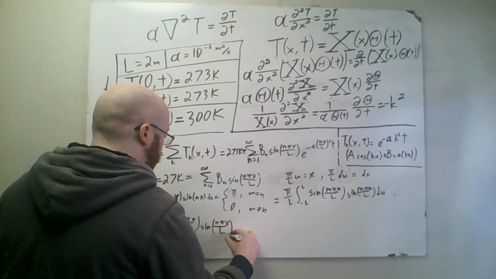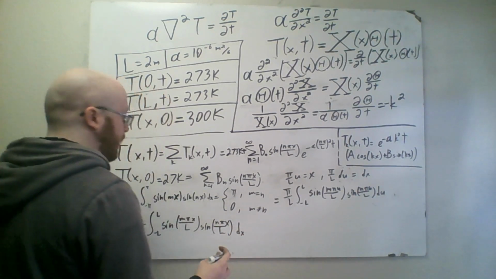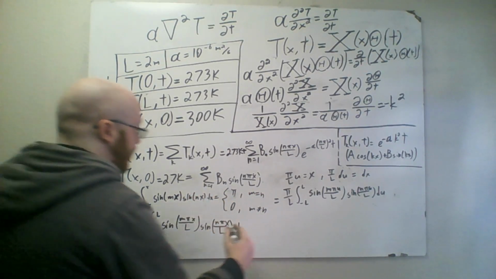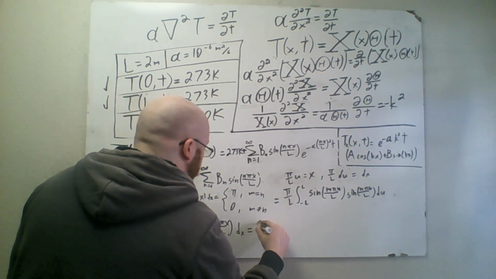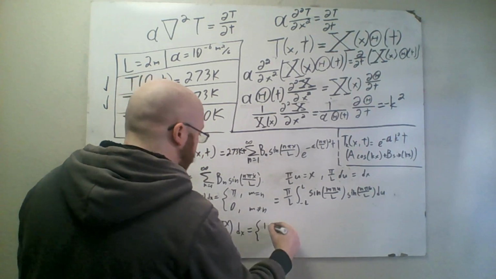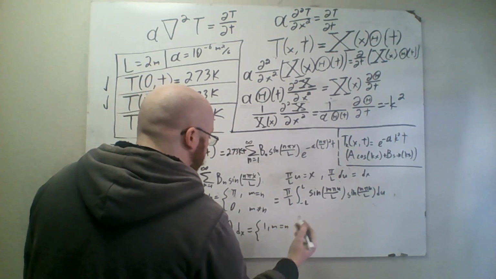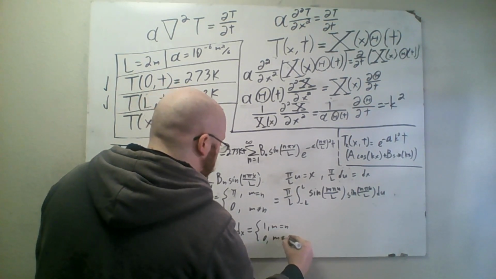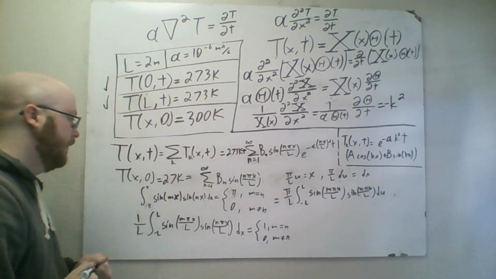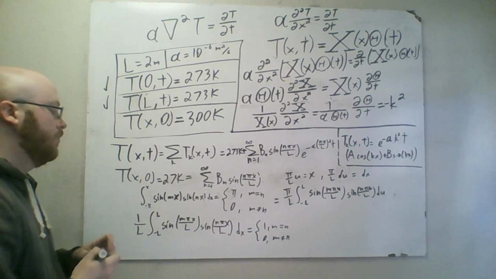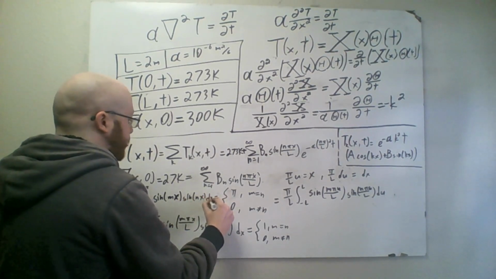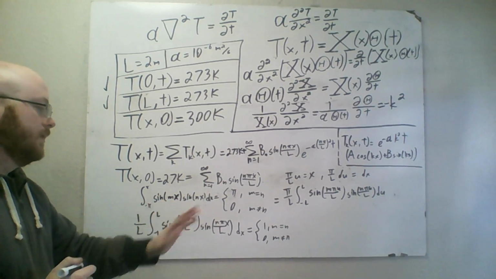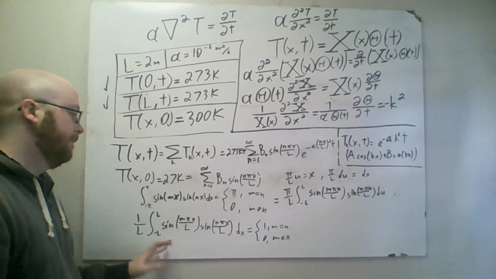sine n pi x over L dx equals pi when m equals n, but I've divided out the pi, so this just equals 1 if m equals n and 0 if m does not equal n. And if you want, you can prove any of these using product to sum, or you could rewrite this in terms of complex exponentials, but this is sufficient for now.